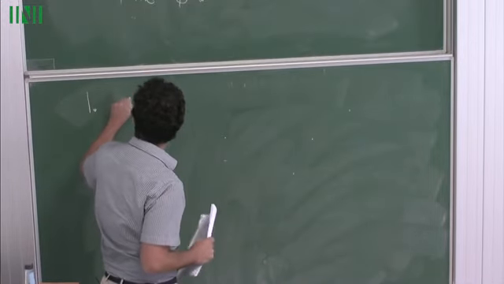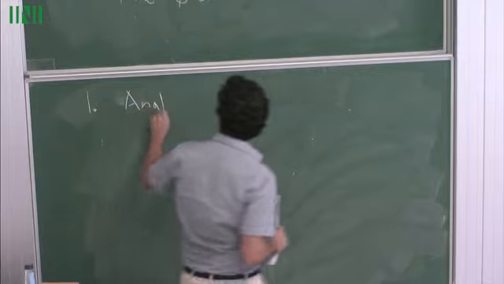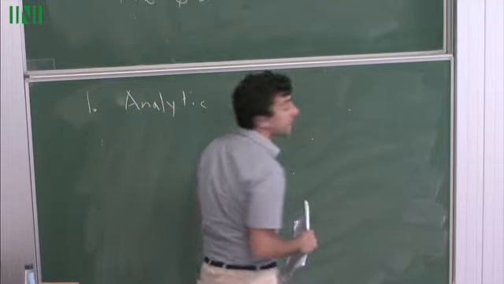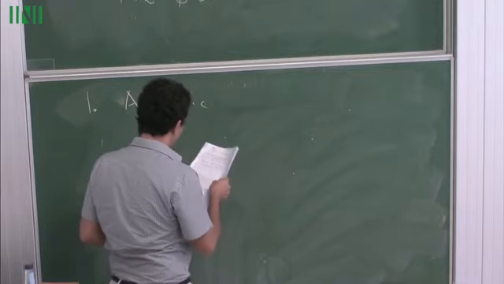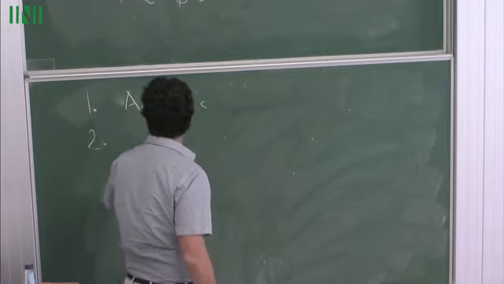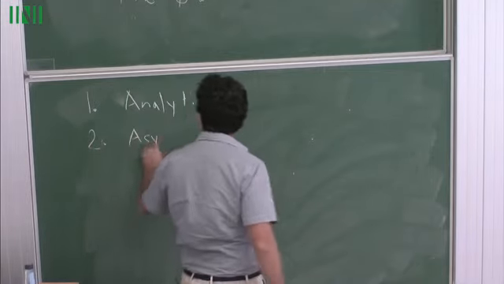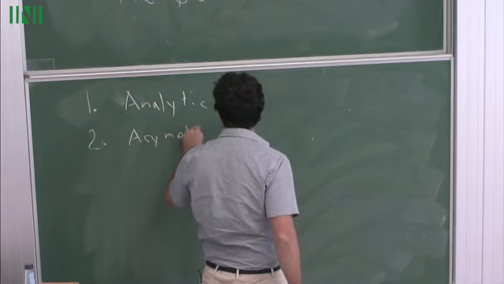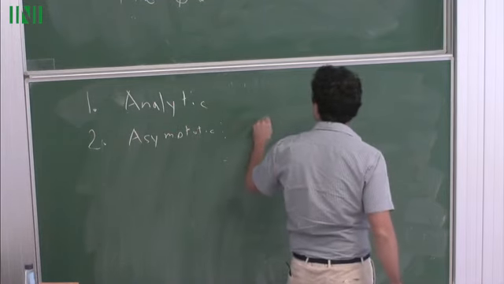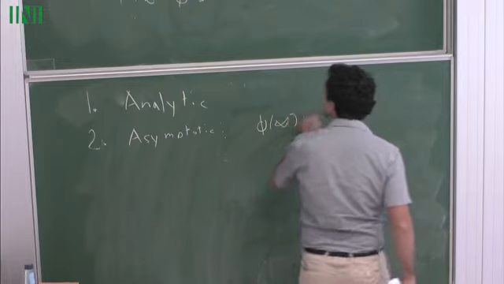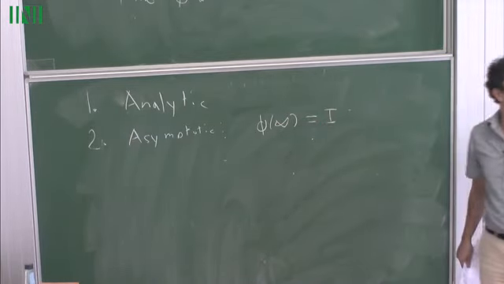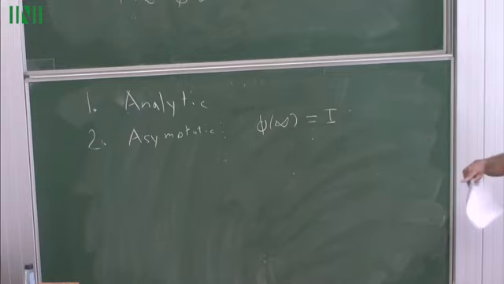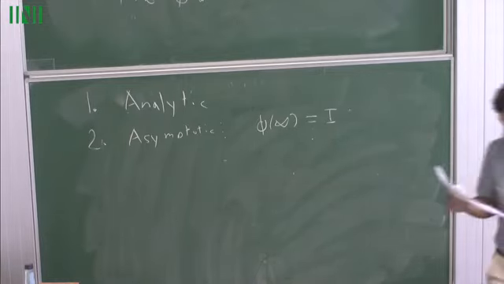One, it's analytic. So each component is analytic in the complex plane apart from on gamma. Two, it satisfies some asymptotic condition. So for example, phi of infinity is equal to the identity matrix. That's pretty typical. By phi of infinity, I mean the limit as z goes to infinity.